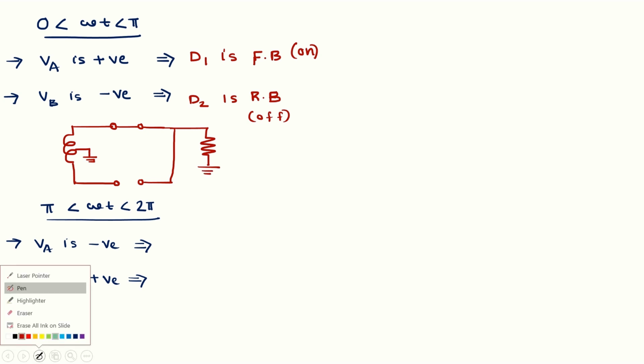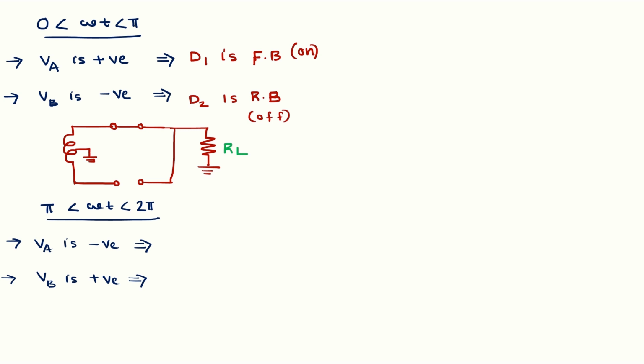Okay, fine. And then this is load resistor RL. Here D1 is there. D1 is an ideal diode. The ideal diode can be replaced as a short circuit when it is in forward bias. And this is D2. D2, an ideal diode, can be replaced as an open circuit when it is in reverse bias.